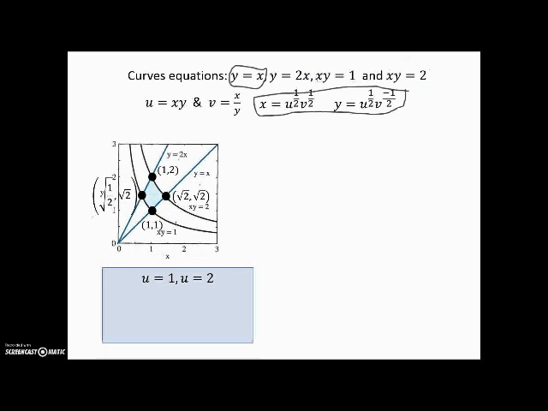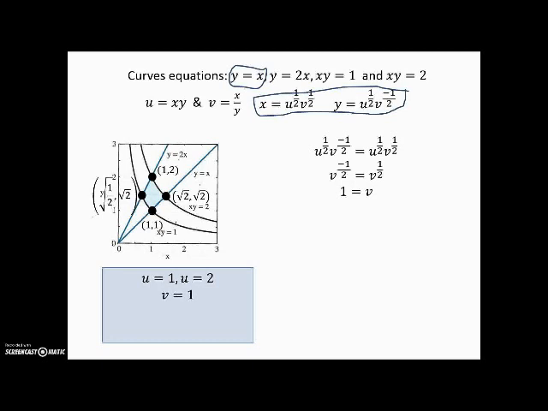Now we need to use information for the line y equal x. We just set those two quantities equal to each other. And the u to the 1/2 divides out. And then if I multiply both sides by v to the 1/2, I get v equal 1. So there's another curve, aka a line, in the UV plane.